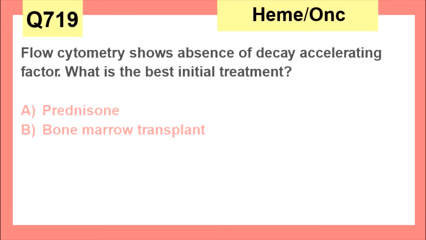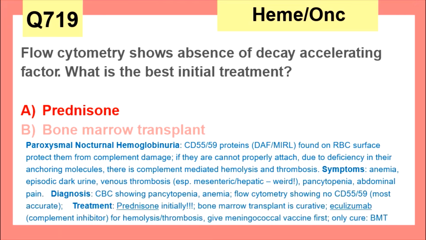Question 719. Flow cytometry shows absence of decay accelerating factor, so this is PNH, paroxysmal nocturnal hemoglobinuria. The best initial treatment is prednisone. Remember, in this condition, the CD55 and 59 molecules found in red blood cell surfaces cannot attach because their anchoring molecules are deficient, leading to anemia, and also leads to thrombosis, especially in the mesenteric and hepatic areas. Treatment is initially with prednisone. We can give eculizumab in order to inhibit complement, and the only real cure is bone marrow transplant.